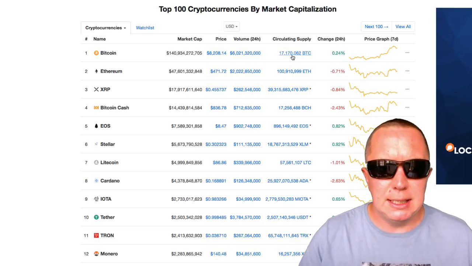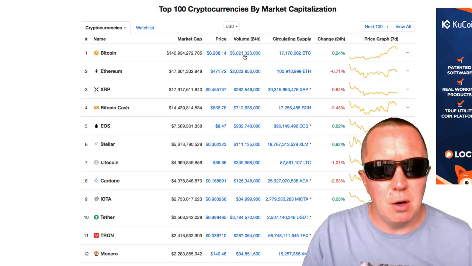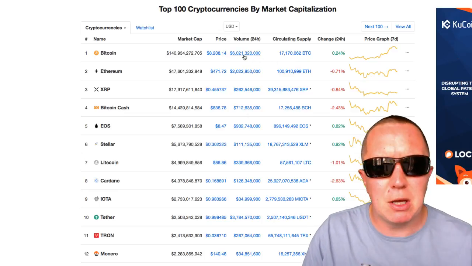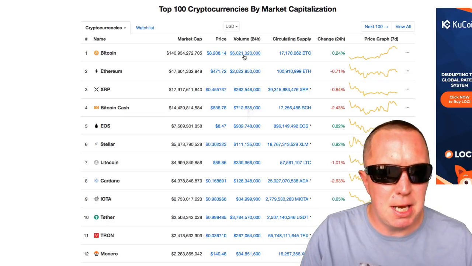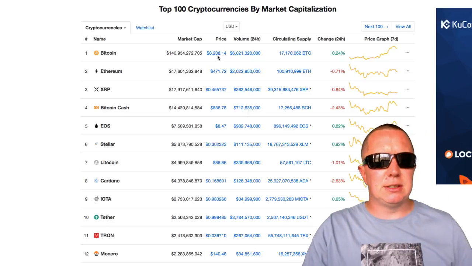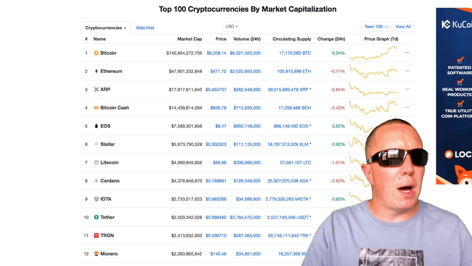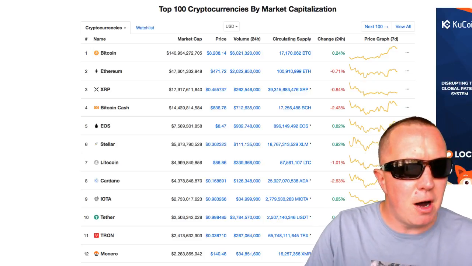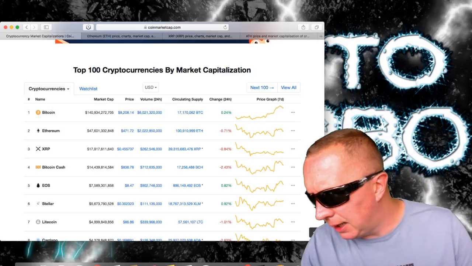So Bitcoin has got a circulating supply of 17.1 million. The volume on here shows the amount of Bitcoin that's been traded in the last 24 hours, which is $6 billion worth, and the price is $8,200 for one Bitcoin.